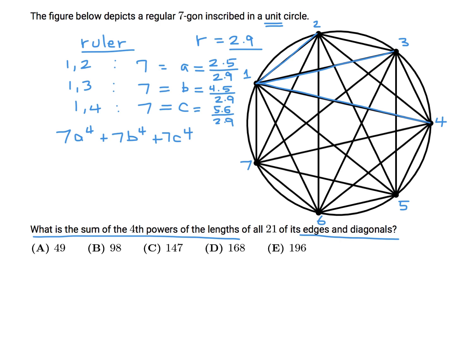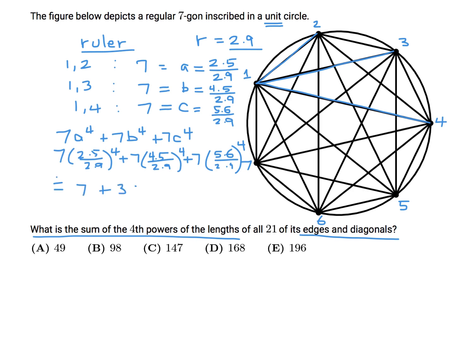And then you just substitute those values in here. So 7 times (2.5 over 2.9) to the power of 4, plus 7 times (4.9 over 2.9) to the power of 4, plus 7 times (5.6 over 2.9) to the power of 4. And then when you crunch out these numbers, you will get approximately 7 plus 38.5 plus 105, and that totals 147. And that would be C. So there you go, you got question number 24 solved very quickly with just your ruler.